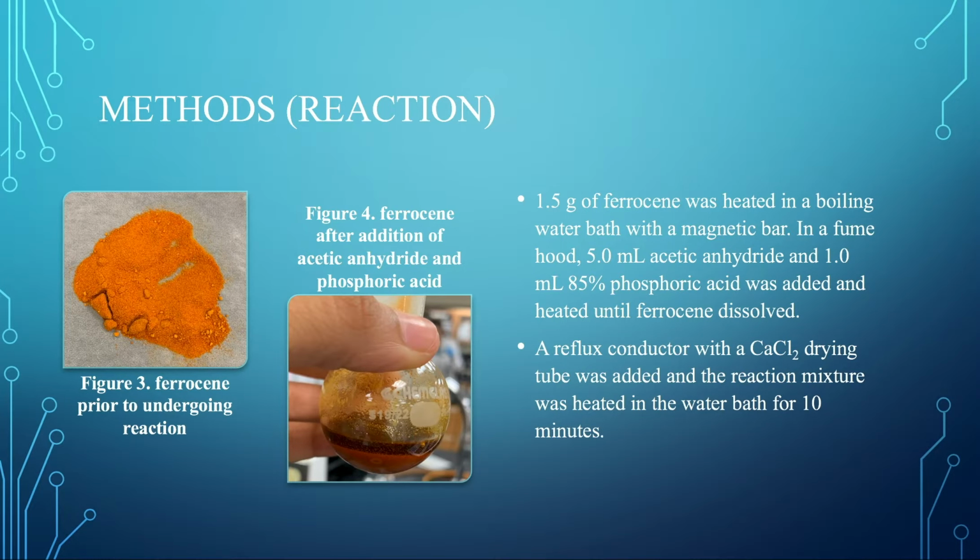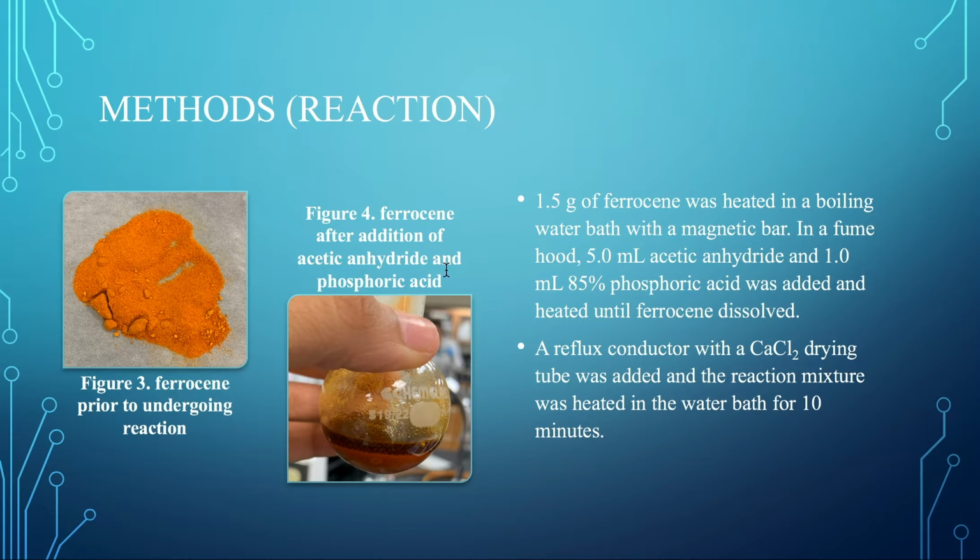So now I'll go over the methods of the reaction. 1.5 grams of ferrocene was heated in a boiling water bath with a magnetic bar, and figure 3 shows the original appearance of the ferrocene. In a fume hood, 5.0 milliliters of acetic anhydride and 1 milliliter of 85% phosphoric acid was added and heated until the ferrocene dissolved. A reflux condenser with a calcium chloride drying tube was then added to the reaction mixture and heated in the water bath for 10 minutes.